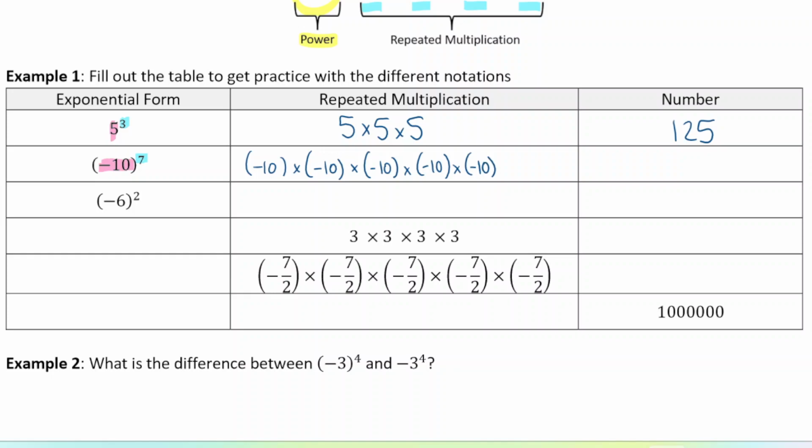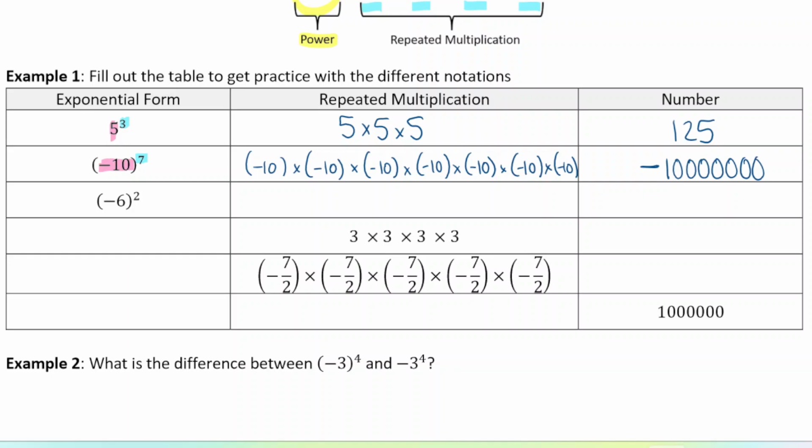Takes a while to write it all out. 1, 2, 3, 4, 5, 6, 7. Now when we multiply an odd number of negative numbers, the answer is going to be negative. If we had an even number of negative numbers, it would be positive because all the negatives cancel out. And multiplying by a bunch of 10s, you essentially just count up the zeros. So 1, 2, 3, 4, 5, 6, 7 zeros.